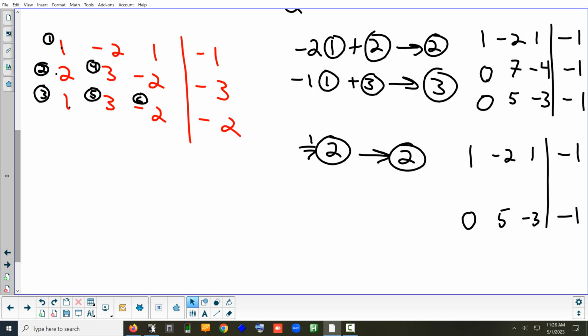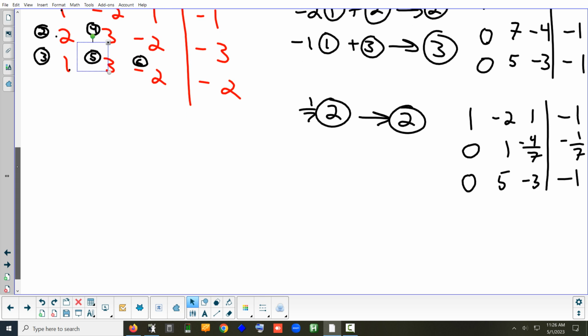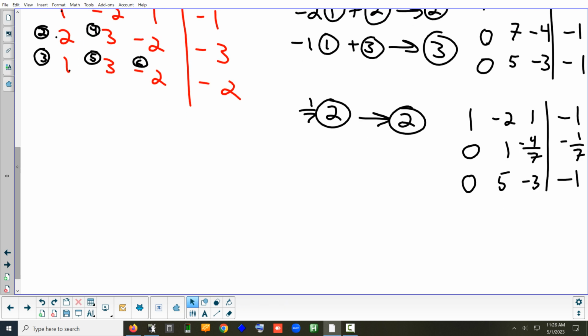What's 0 times 1/7? 7 times 1/7? And then -4/7. And my last one? -1/7. Okay. So now we just dealt with the fourth item. Now we got to do the fifth item. What do we want to get in position 5? I want to get a 0.